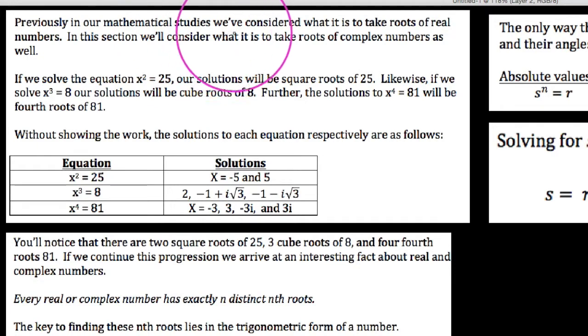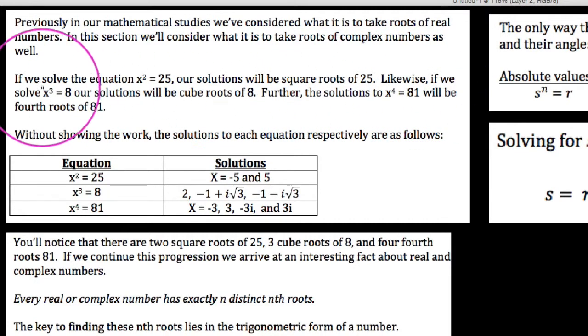Previously in our studies we've considered what it is to take roots of real numbers. In this section we're going to consider what it is to take roots of complex numbers, since complex numbers kind of encompass all numbers. Okay, so I say this here, x squared equals 25. This actually has two solutions, positive 5 and negative 5, but here's the deal. We'd have to take the square root of both sides to solve for this, and so we say that it has two roots. Okay, it has 2 square roots of 25.